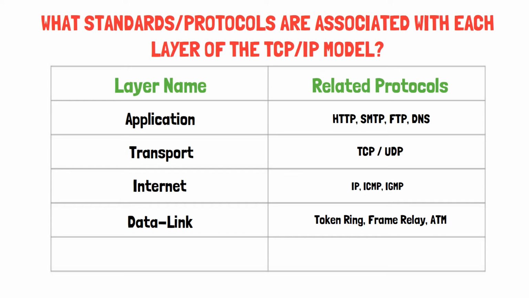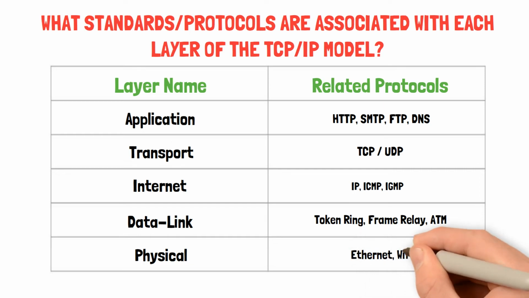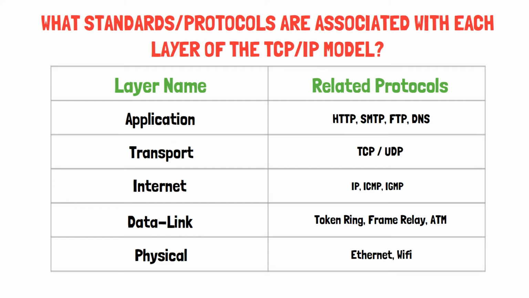And last but not least, the physical layer. This layer is responsible for things like Ethernet standards and protocols, Wi-Fi standards and protocols, stuff revolving around the physical medium, how data gets from point A to point B.